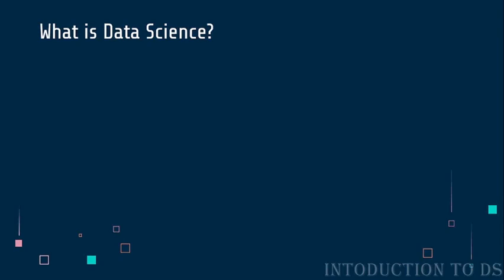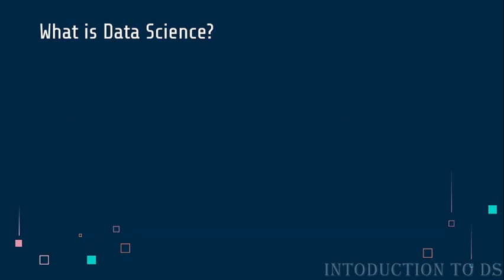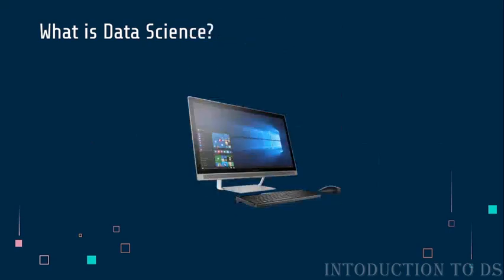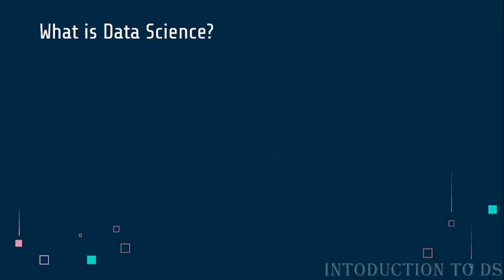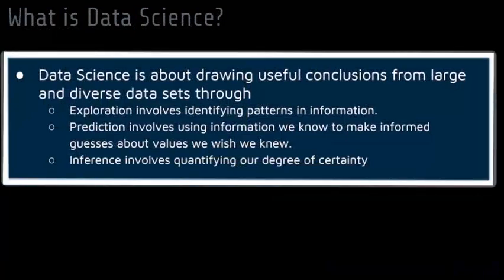So what exactly is data? Data are a description of the world around us. We collect them through observations and store them in places like computers. Computers also enable us to infer properties of the world from these descriptions. All this data that we are collecting, we can manipulate and analyze. Basically, data science is about drawing useful conclusions from large and diverse data sets through exploration, prediction, and inference.